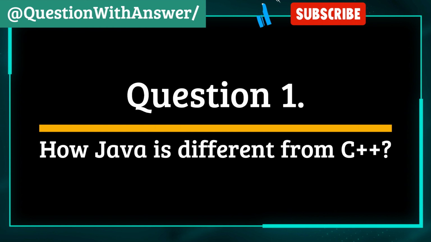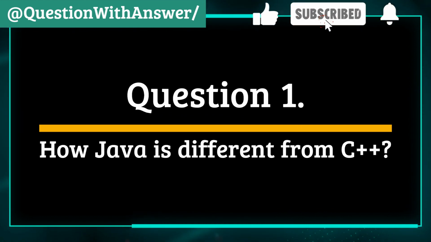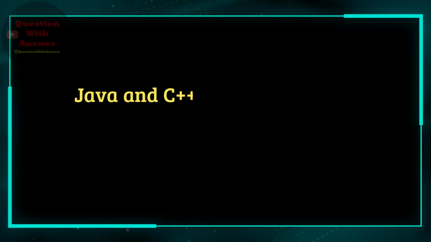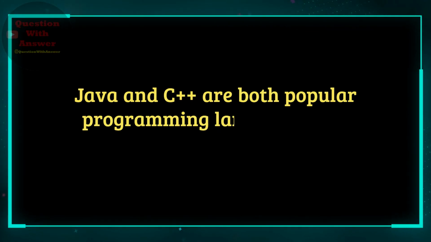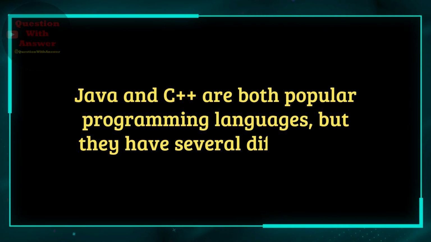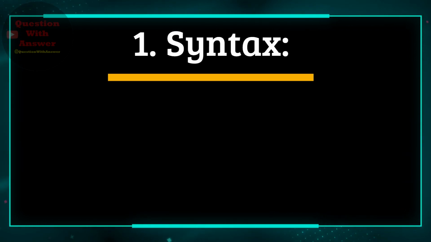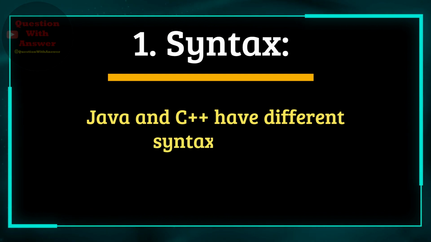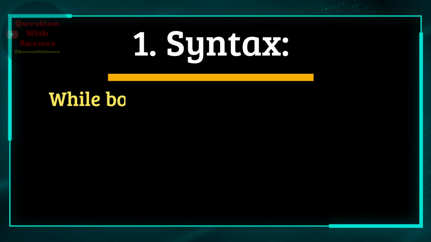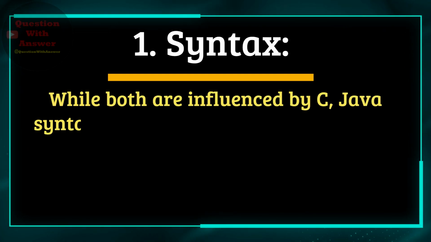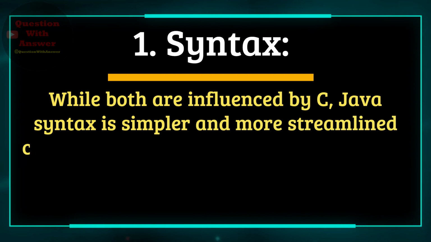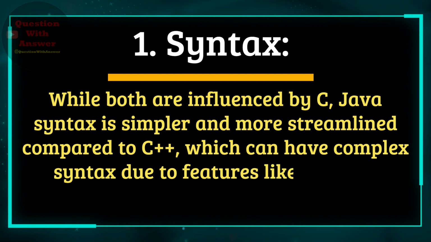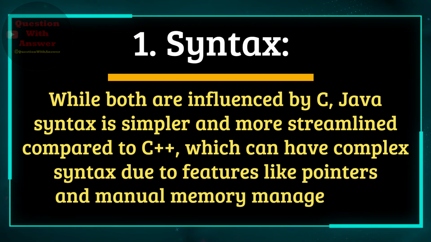Question 1. How is Java different from C++? Answer. Java and C++ are both popular programming languages, but they have several differences. 1. Syntax. Java and C++ have different syntax styles. While both are influenced by C, Java syntax is simpler and more streamlined compared to C++, which can have complex syntax due to features like pointers and manual memory management.